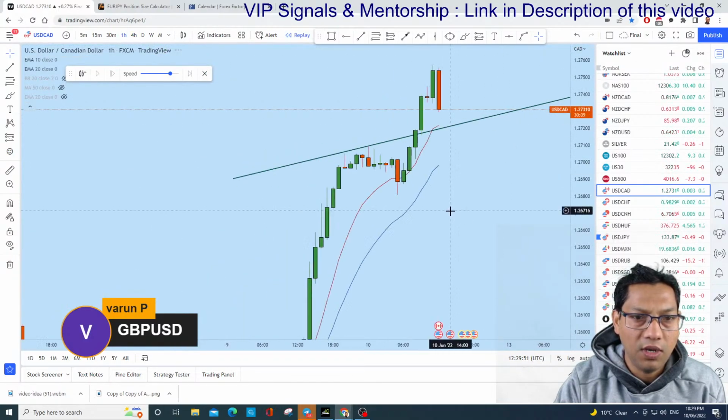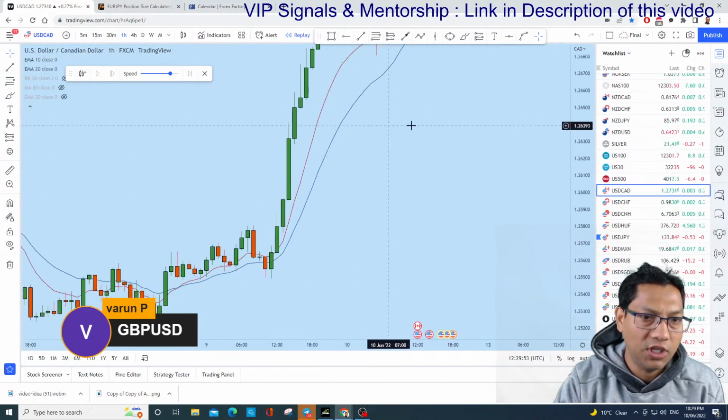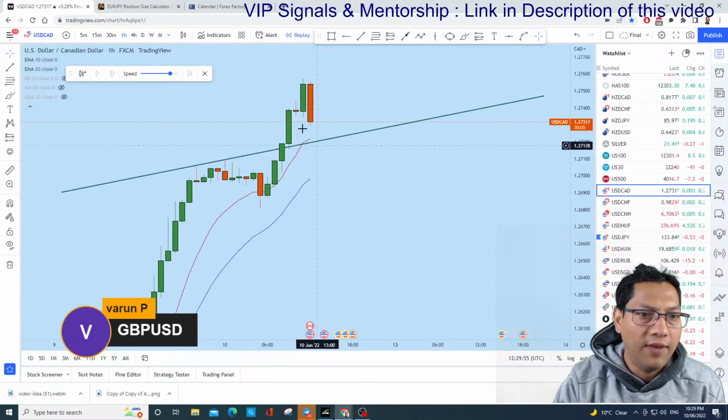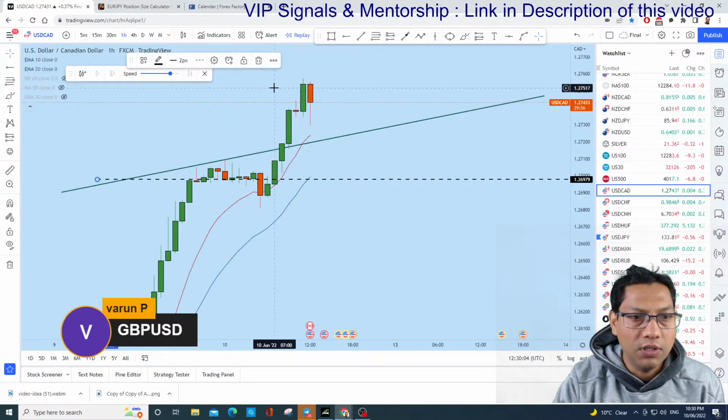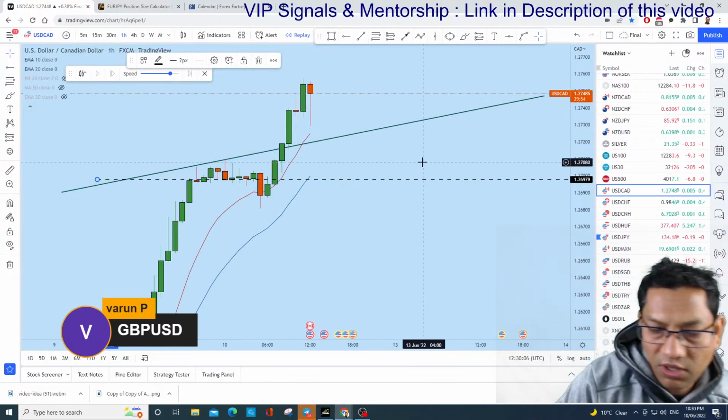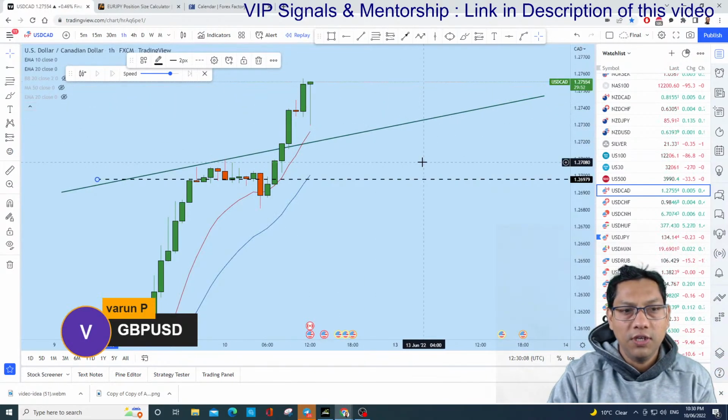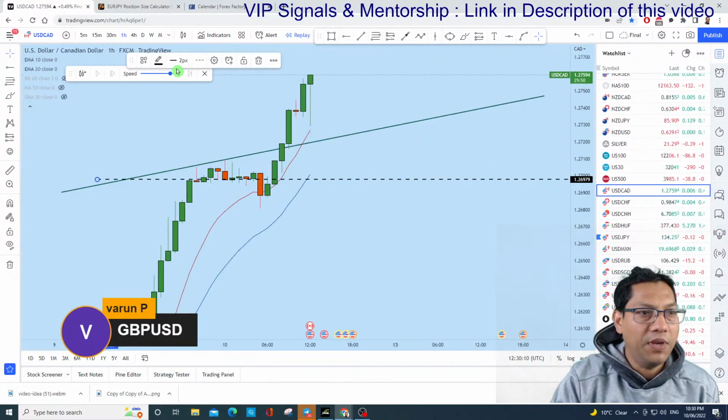Let me see the hourly 20 period. This is the hourly chart, right? Let's draw a level on the hourly 20 period moving average. This one is also an area of value, this hourly candle. Okay, so the news has been released. We saw that there is a spike happening now.